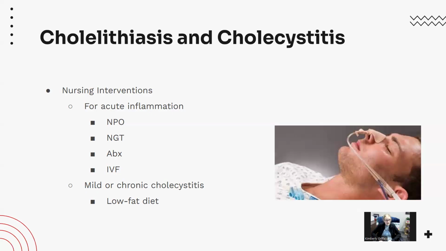And then, like I said, antibiotics are going to be given prophylactically to treat an existing infection, and if perforation occurs. And we're also going to give them some fat-soluble vitamins. For mild or chronic cholecystitis, because you can have chronic cholecystitis where you don't need to have the gallbladder removed, you have to remain on a low-fat diet.